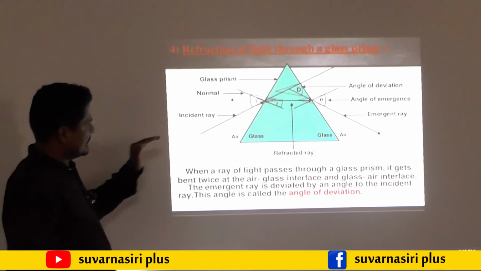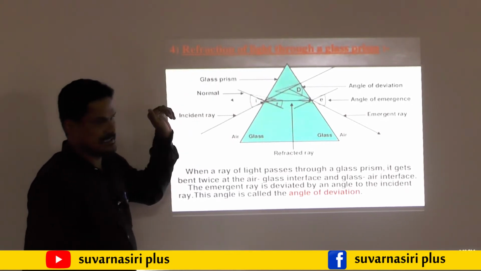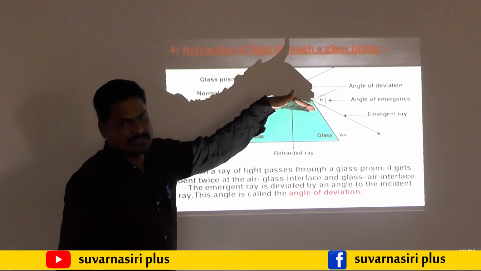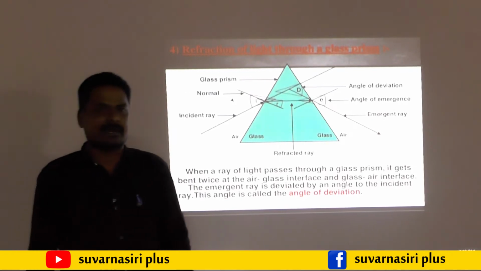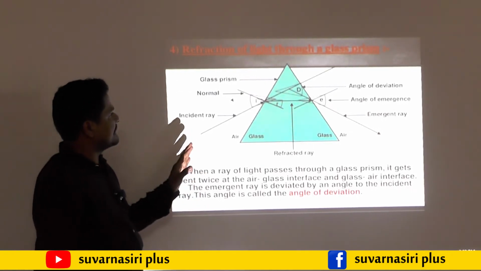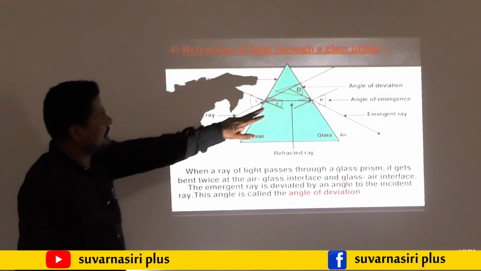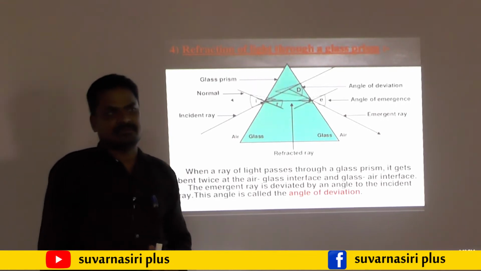So here, the first is the incident ray which strikes on the prism. The ray which is moving into the prism is called the refracted ray. The ray which is coming out of the prism is called the emergent ray. So we have to learn all these things. Here, just one point we have to make out. This angle is called the angle of deviation.